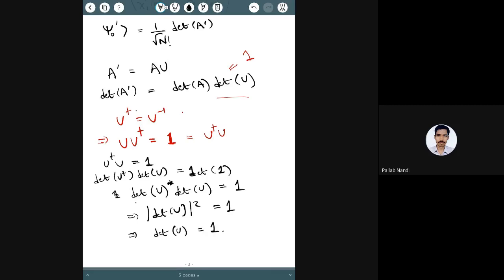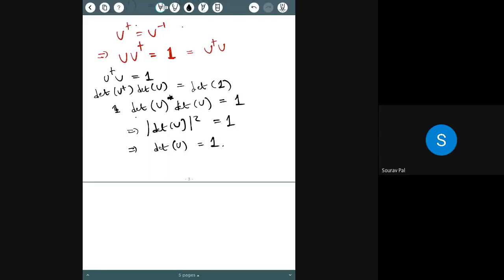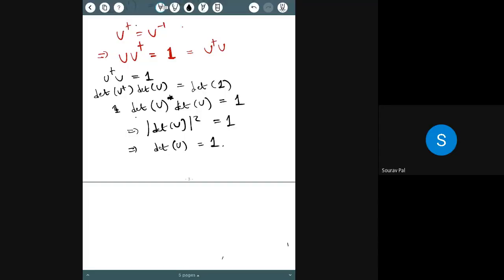Clear? Okay. Sangita, I just wanted to mention that in general, the determinant of U will be a phase factor. It can be 1, but in general, it will be an exponential i theta kind of thing. What I'm saying is that it need not be 1. It can be a phase factor, e to the i theta. Yes, because this is a mod square. Equal to 1 is a solution, but the more general solution is a phase factor. And then your wave function will also change by a phase factor, which is absolutely fine.